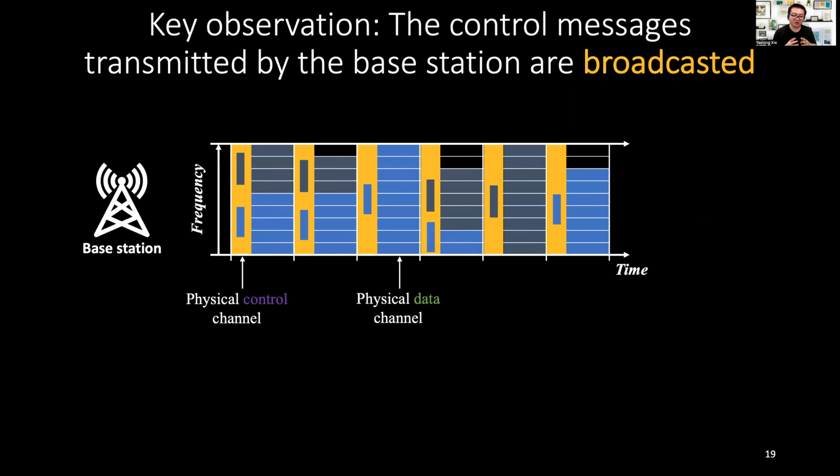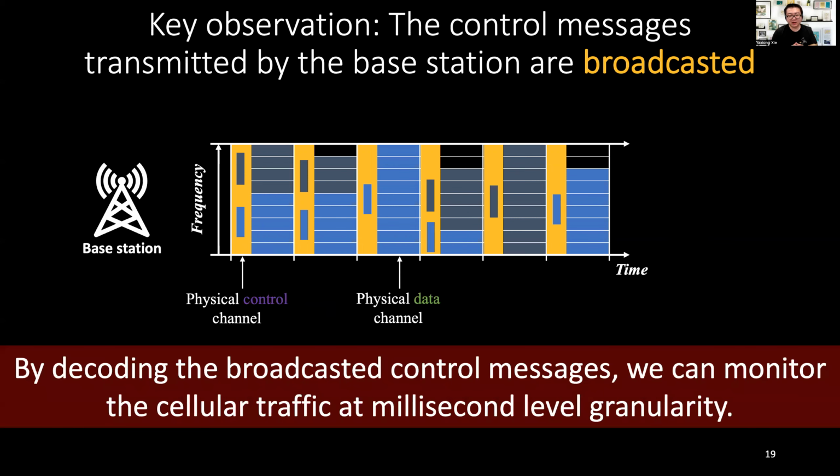A very important observation we have is that the control channel is not encrypted. Of course, the data channel is encrypted so that no one knows what the user or the base station is transmitting. But we don't need to decode the data. We can get the number of bits transmitted in each subframe, the number of bits transmitted by each user, and how many users, all this detailed information by purely looking at the control messages. Therefore, if we can decode all the control messages, we are able to monitor the cellular traffic at millisecond-level granularity.